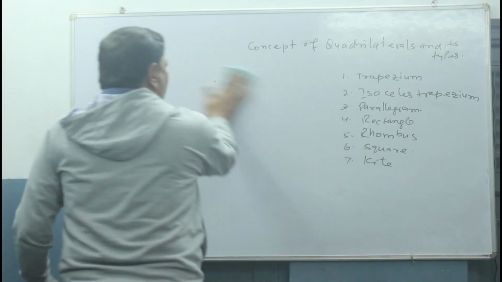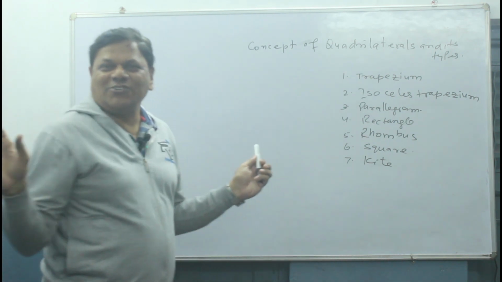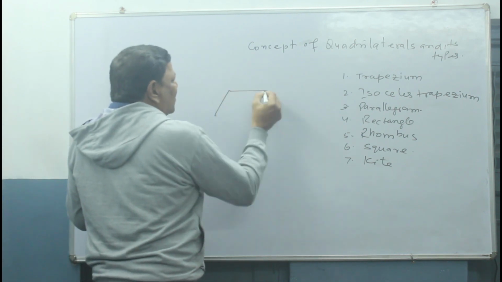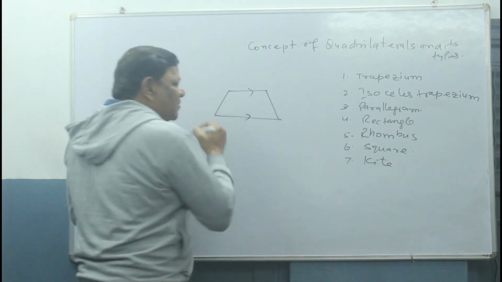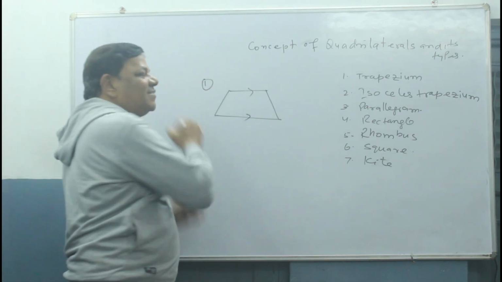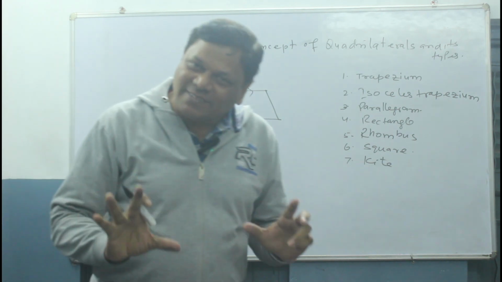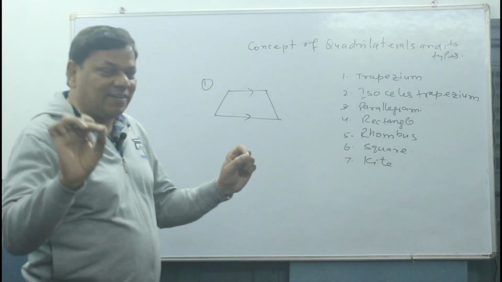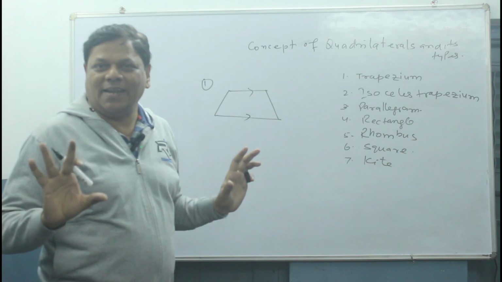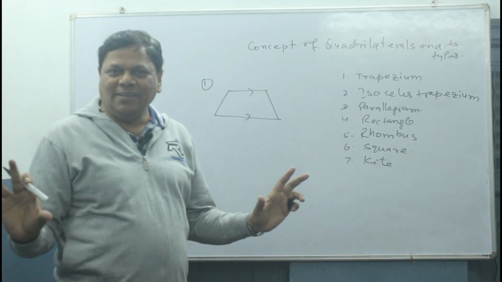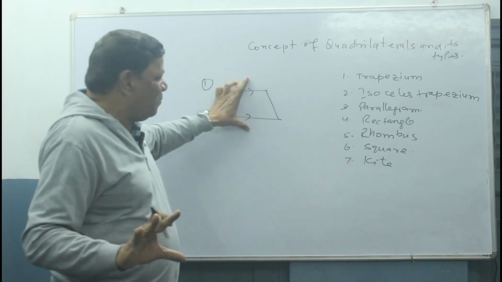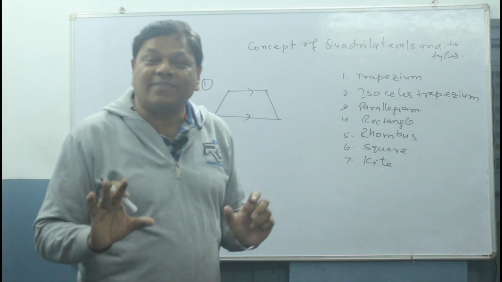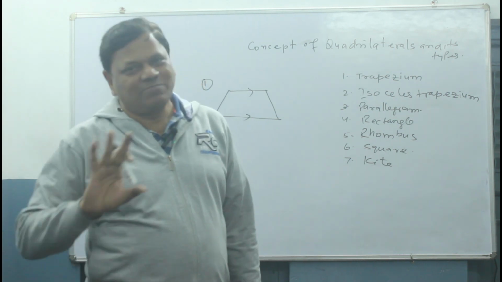Now trapezium, what is a trapezium? Everybody knows, it is boring for those who know, but try to understand if you don't know. A trapezium means one pair of parallel sides. It has 4 sides because it is a quadrilateral, but one important condition: one pair of sides is parallel. Then it is said to be a trapezium. Clear? In a quadrilateral where one pair of sides is parallel, that is called a trapezium. Very easy.